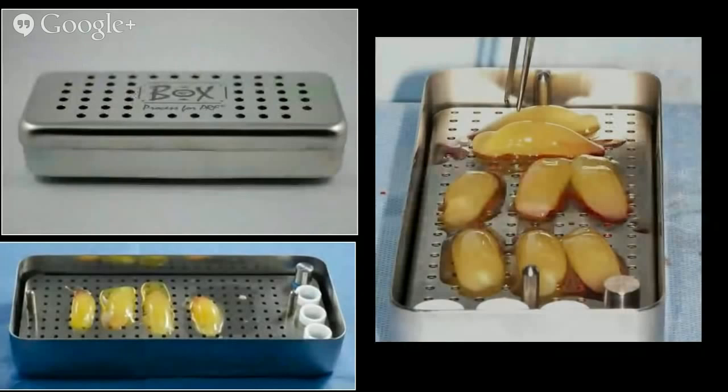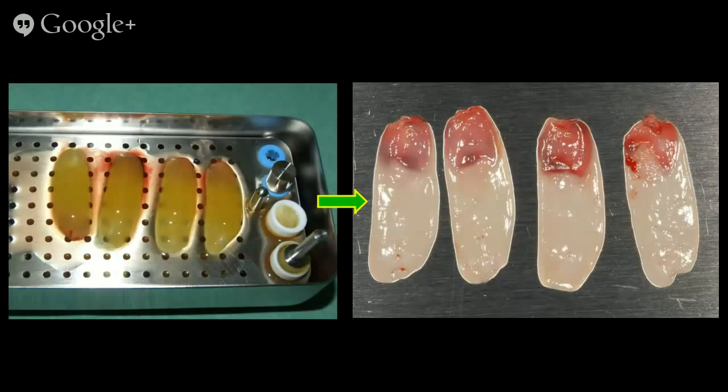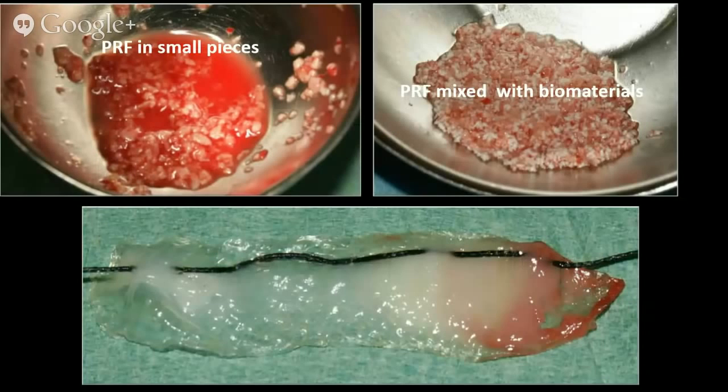Why use the PRF box? Because we have to press the clots slowly and continuously to get membranes of fibrin, and these membranes we will use all the time, the PRF in membranes. Because if we want to cut in small pieces, it's not easy to cut a clot, but it's so easy to cut the membrane. We will mix these pieces of fibrin with the biomaterial. We can suture the fibrin more easily.